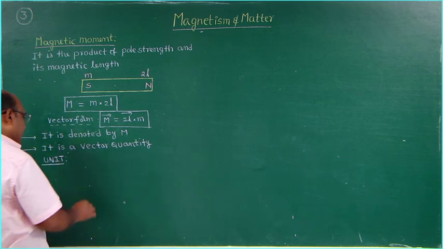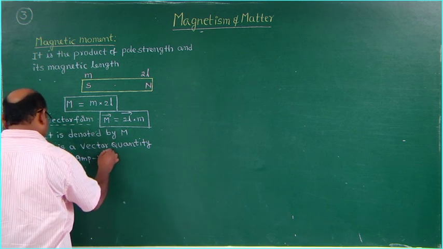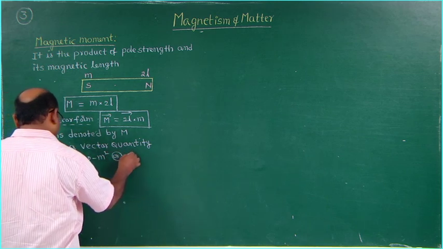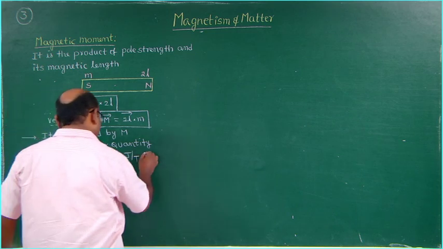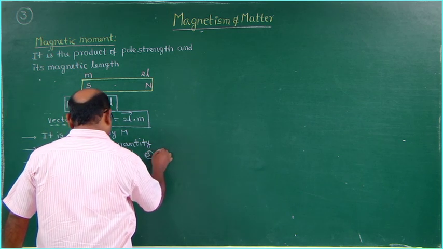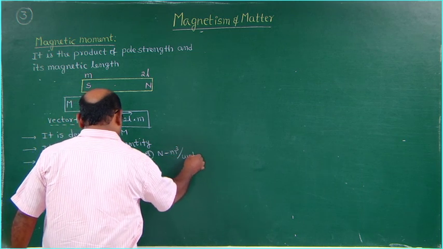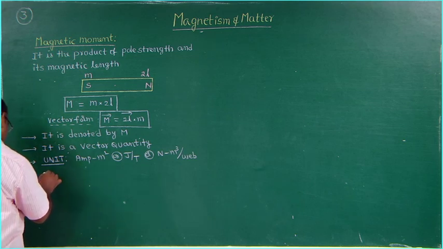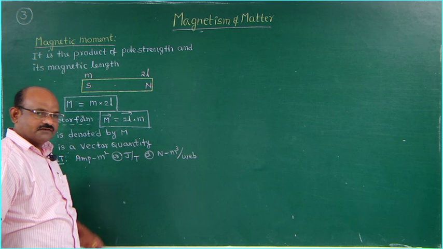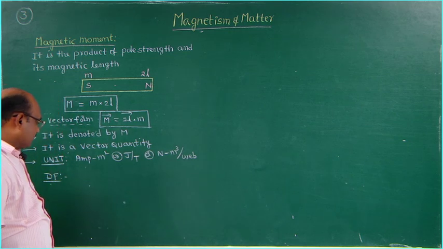The unit of the magnetic moment is ampere meter square or joule per Tesla, different units are there, or Newton meter cube per Weber. These are the different units for the magnetic moment. And let me give the dimensional formula. We are very familiar with dimensions. In the first year, you learn much more information about the dimensional formula.